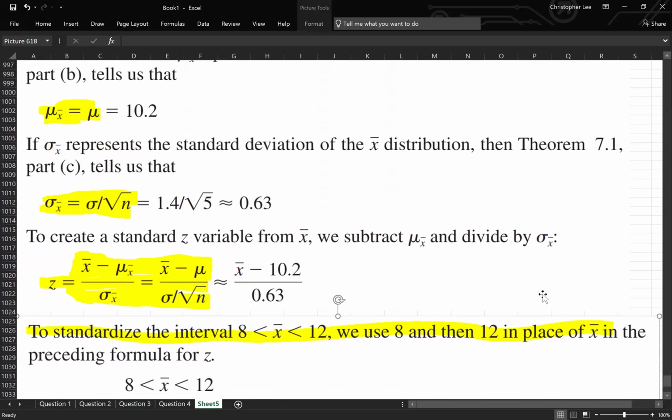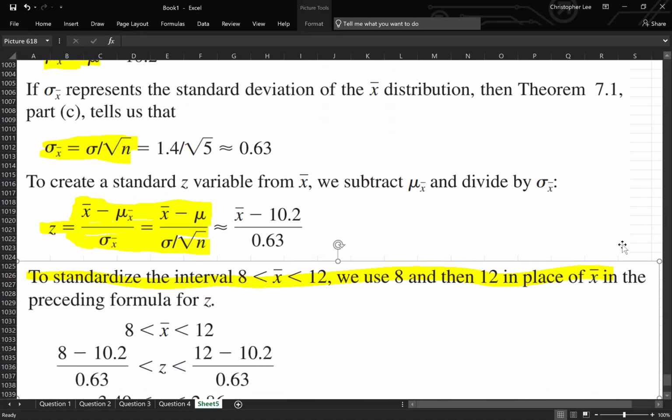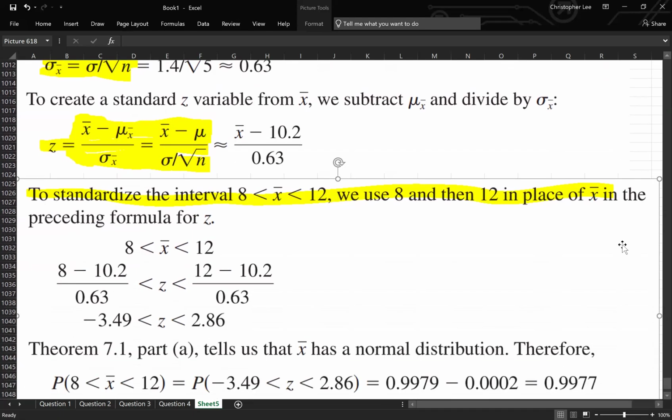All right, so to standardize the interval 8 less than or equal to x less than 12, you've seen 8 less than x bar less than 12. We use 8 and then 12 in place of the x bar in the preceding formula. So 8 less than x bar less than 12 becomes 8 minus 10.2 over 0.63 less than z less than 12 minus 10.2 over 0.63.